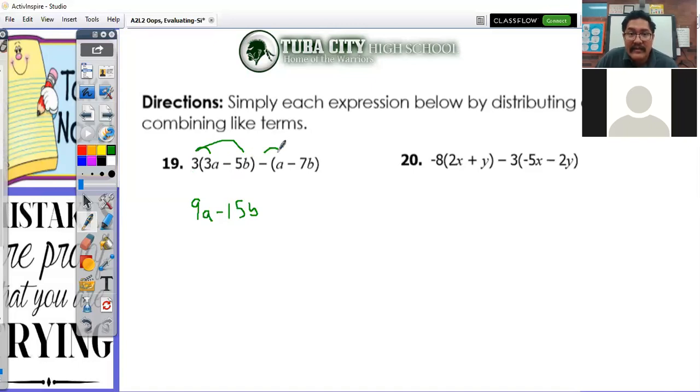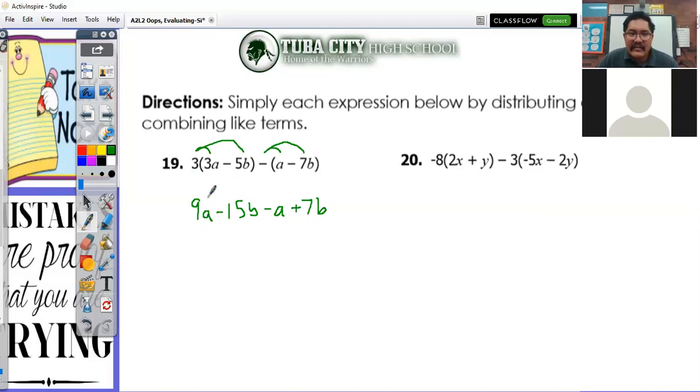And we run into the same kind of problem here. We are subtracting this whole group. That means this a is being subtracted, and this negative is being subtracted. Now remember, if you take away a negative, it becomes positive. So that's what's happening. Take away the negative, so that's why we have 7b. Or again, just reverse the signs of everything on the inside.